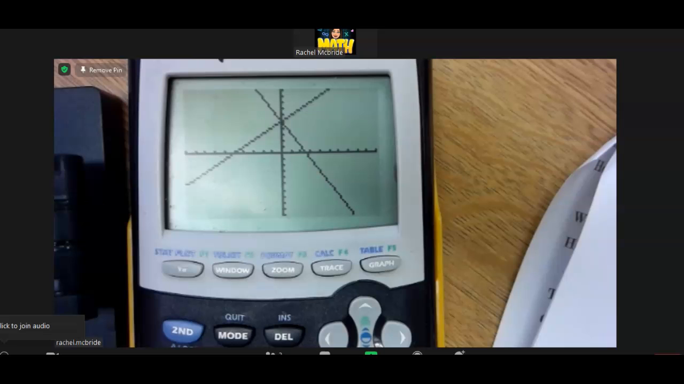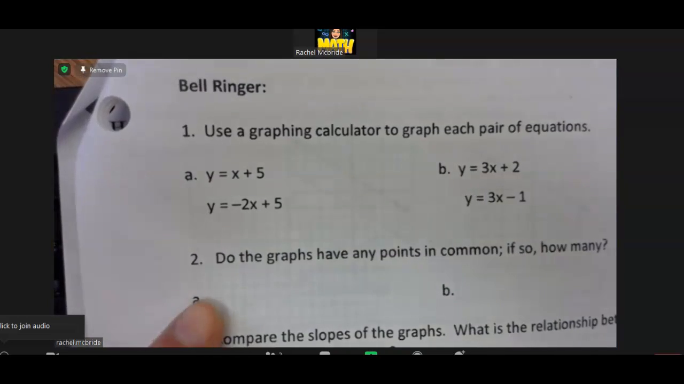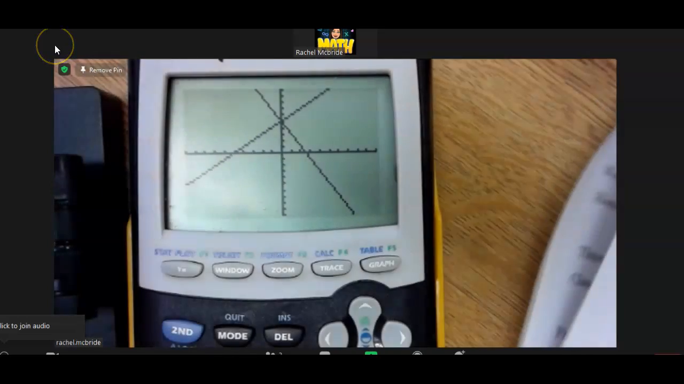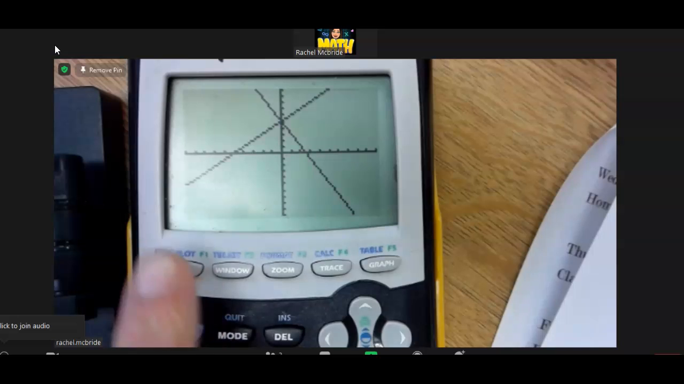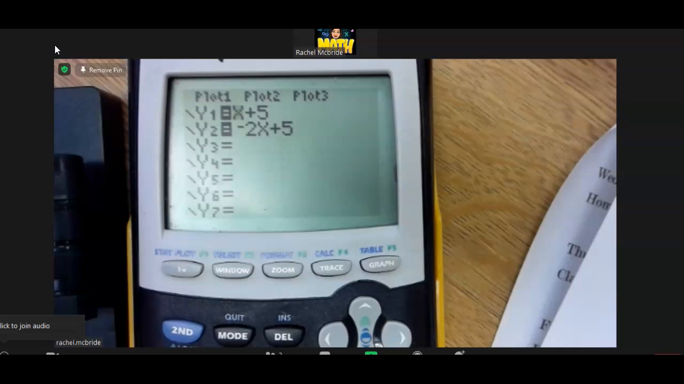All right, so question 2. Do the graphs have any points in common? If so, how many? 1. So that's the answer to 2A on your note guide. 2A, 1. Looking at the equations, compare the slopes. Are the slopes the same or different? Okay, wonderful. Part B, graph those two equations.